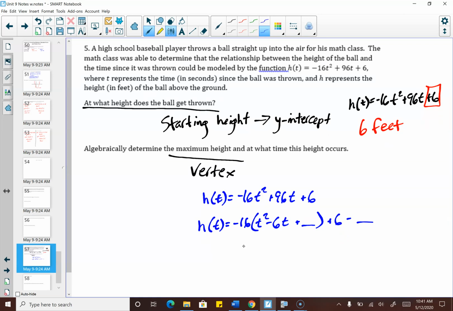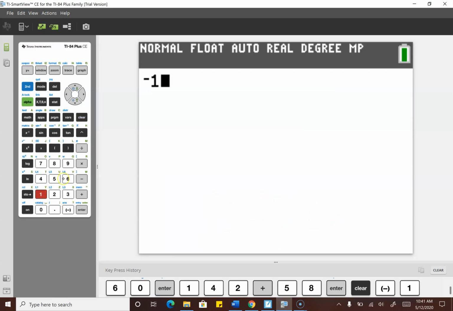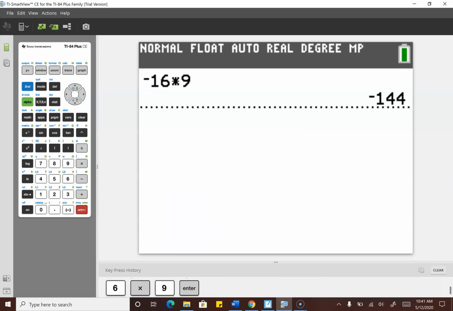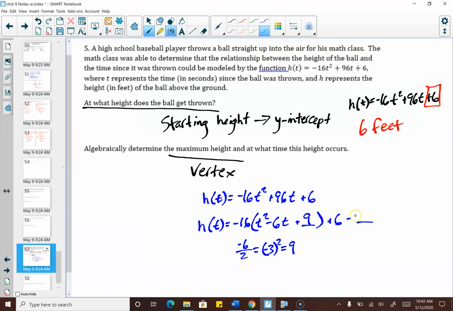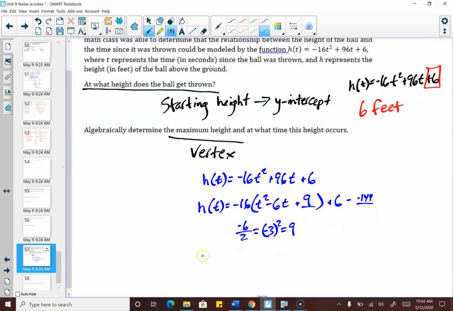All right. So we take our middle number, divide it by 2. So negative 6 divided by 2 is negative 3. Negative 3 squared is 9. All right, so that first line gets a 9. But now negative 16 times 9 is what's going to go on this back line. So I'm going to do that in my calculator. So negative 16 times 9 gives me negative 144. So on this back line, I get minus negative 144. So now if we go to put this into vertex form, we get negative 16, or h of t equals negative 16.